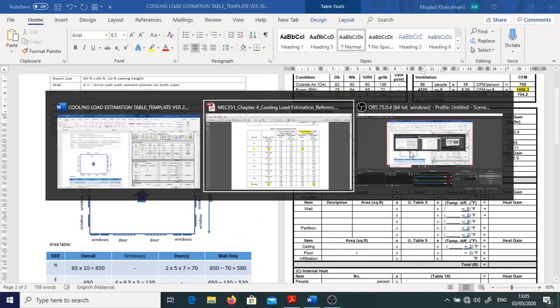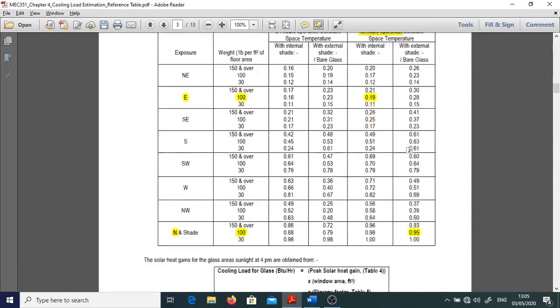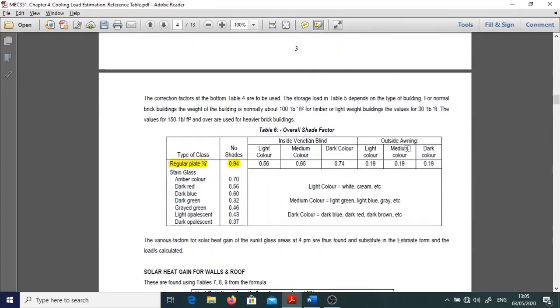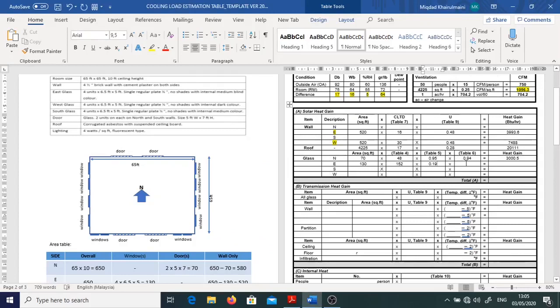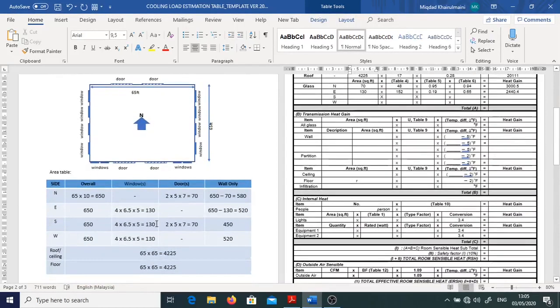And then we refer to table 6. So inside blind, medium color, so the value is 0.65. So 0.65 here. So the total is 2440.4.